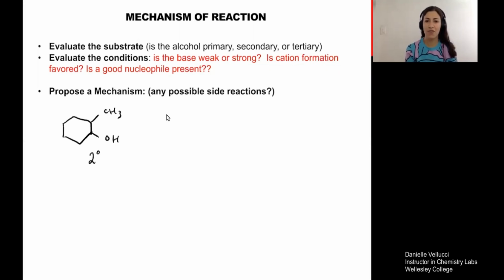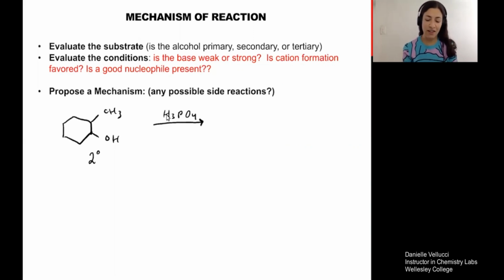The next thing we want to do is evaluate the base that we have present in solution. So this reaction is actually catalyzed by phosphoric acid. And we can see that this is actually not basic at all. We certainly do not have a strong base in solution.